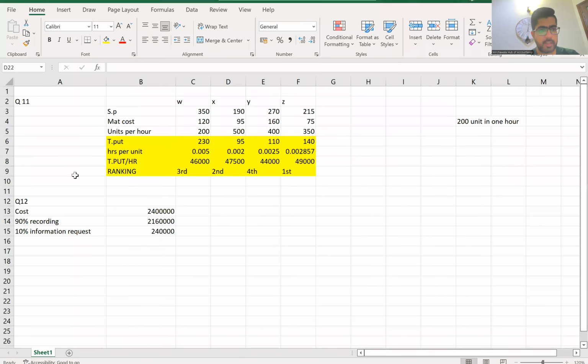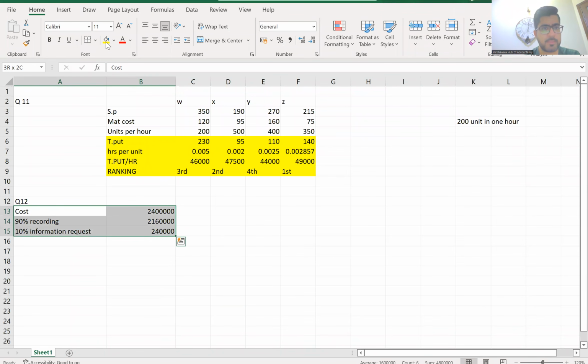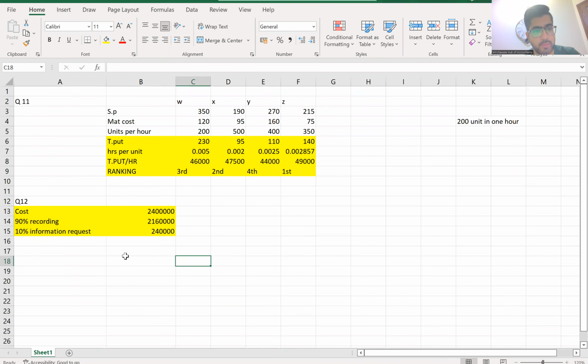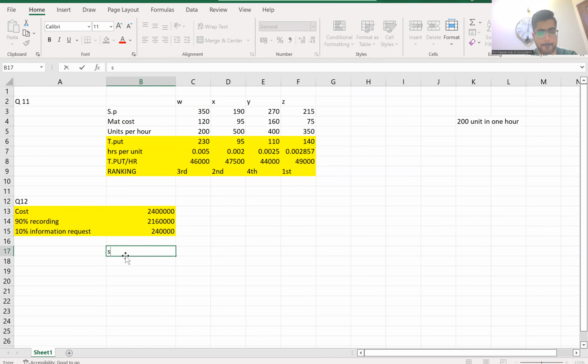Now, the cost was 2.4 million. 90% was on recording and 10% was information requests. Now, there are two information requests. One is specific query. One is full report. Two information requests. One is specific query. One is full report. Okay.